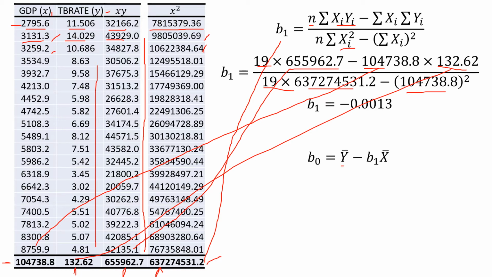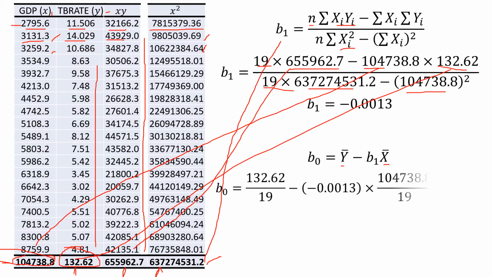And now we can go ahead and get B0, and B0 is going to be given by getting the mean of y minus B1 times the mean of x. Now the mean of y is simply the sum of values of y, which is this one here, 132.62. You divide by 19. The mean of x is this value, 104,738.8 divided by 19. So if we do that, this is what we get. We have substituted, and then we get our answer is 14.15. So we have estimated the value of the B0, and we have estimated the B1.